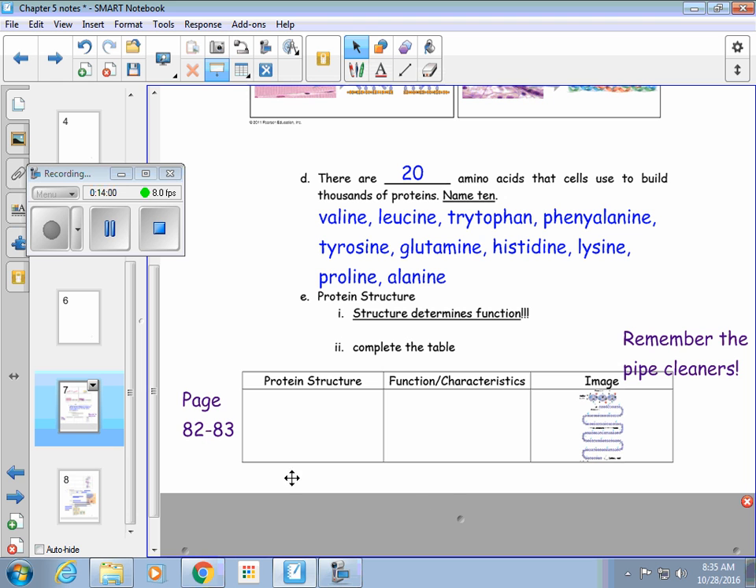Well, for this section of the notes, you're going to be in your textbook on page 82 and 83, and I want you to go through and identify the different structures of proteins, which I kind of just gave them to you, and you're going to pull out from those pages the structures, sorry, not the structures, but the function or some characteristic of each of those proteins.